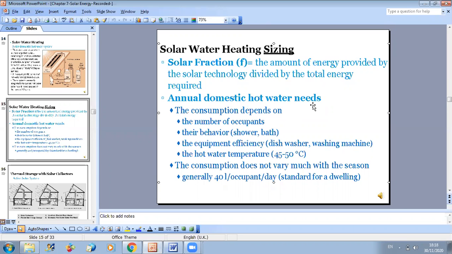You should also look at the equipment efficiency. What equipment are you using? What is their efficiency? What is the temperature you want to heat to? If you want to heat, let's say, to 45, 50 degrees, it's different than to heat to 60, 70 degrees. And as we said, especially in developed countries, for safety factors, we heat a lot to kill bacteria, etc. Because at very high temperature, all bacteria can be killed, so it will be more safe for the bath. And another issue is the consumption per occupant. Okay, so you need nearly 40 liters per occupant per day, which is a standard for a dwelling.